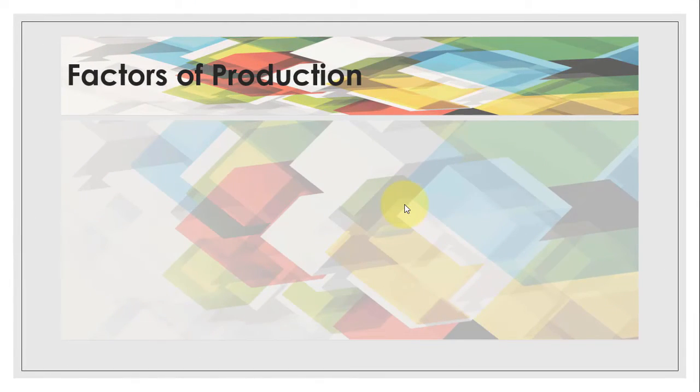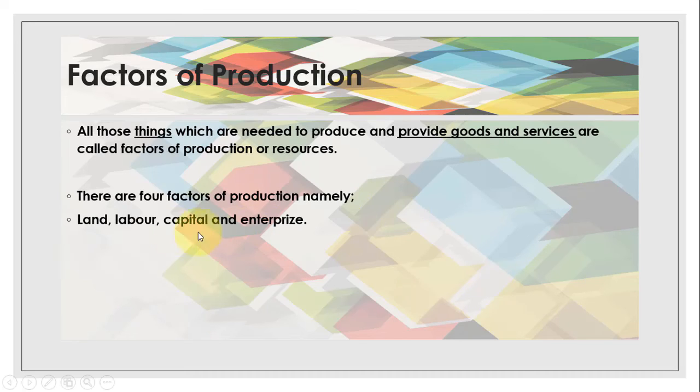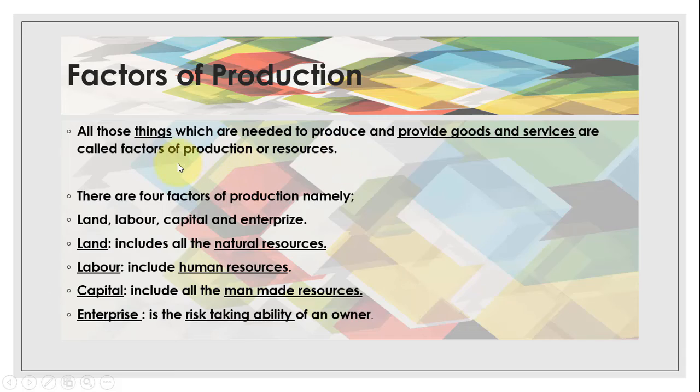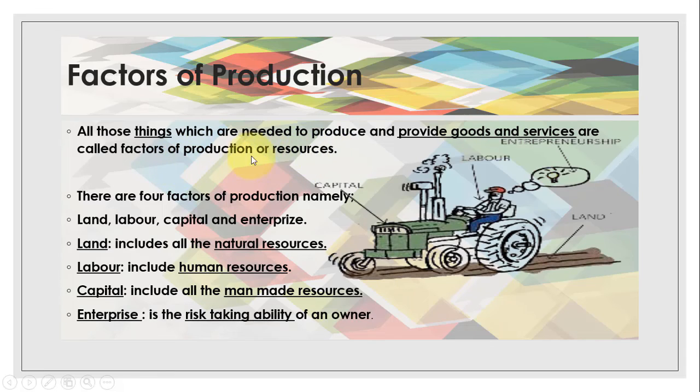Factors of production, a very important term, but do you know that you already know the meaning of factors of production? Can you guess the term which is used to denote the factors of production? It's resources. All those things which are needed to produce and provide goods and services are called factors of production or resources. There are 4 factors of production, namely land, labor, capital and enterprise.